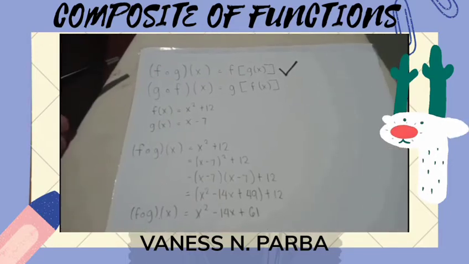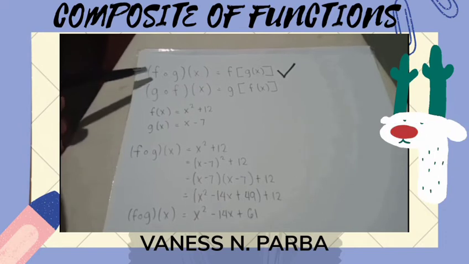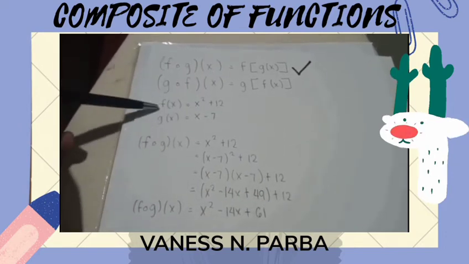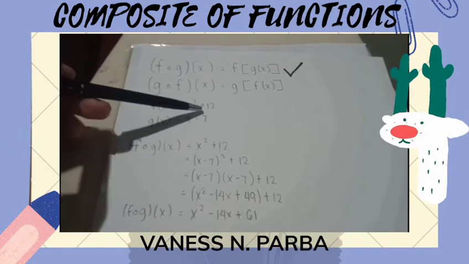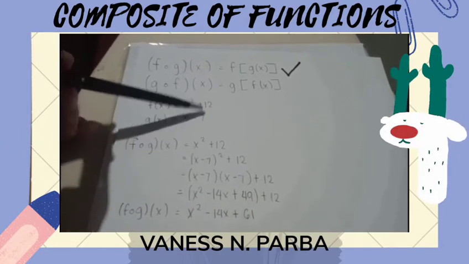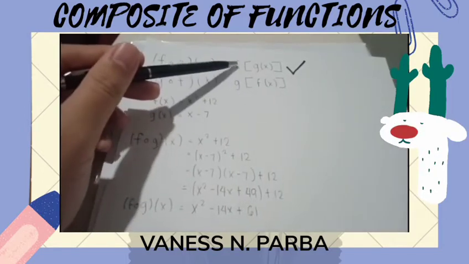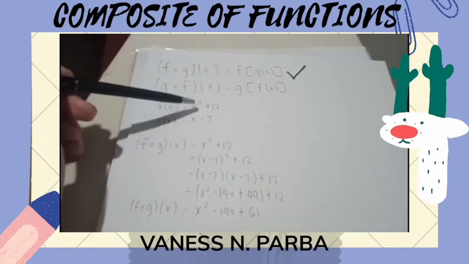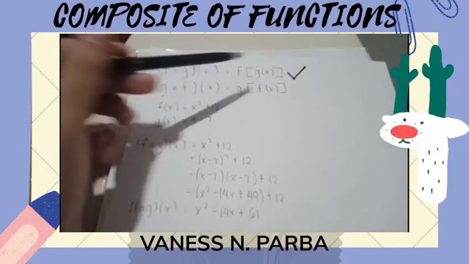There are two types of notations in composite functions, namely f circle g of x and g circle f of x. So f of x is equals to x squared plus 12 and g of x is equals to x minus 7. So we need to illustrate it like this. Since f is outside of the parenthesis, we're gonna use f of x as the formula of this equation and g of x as the value of x.